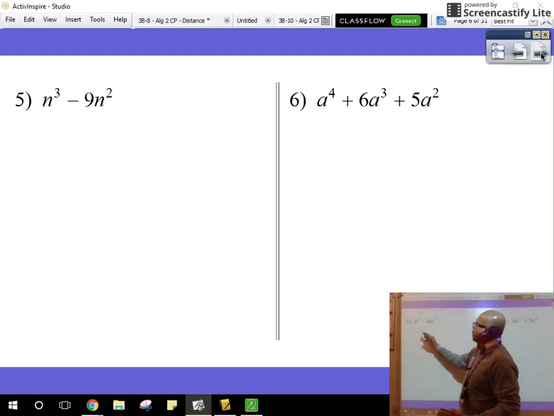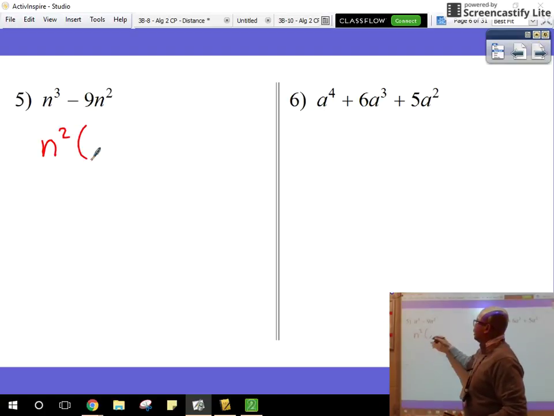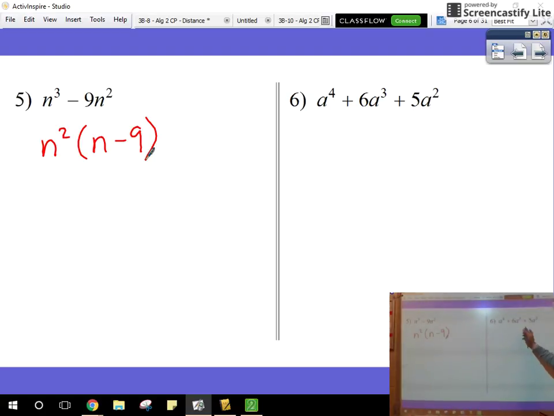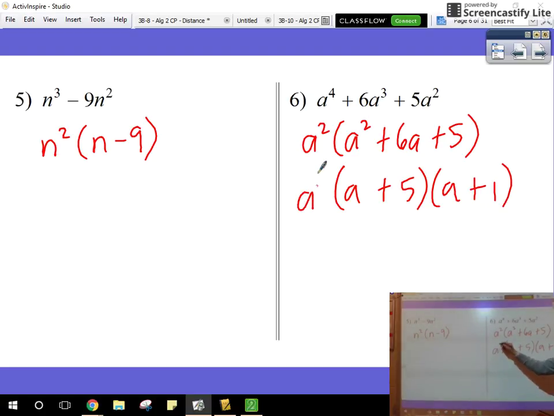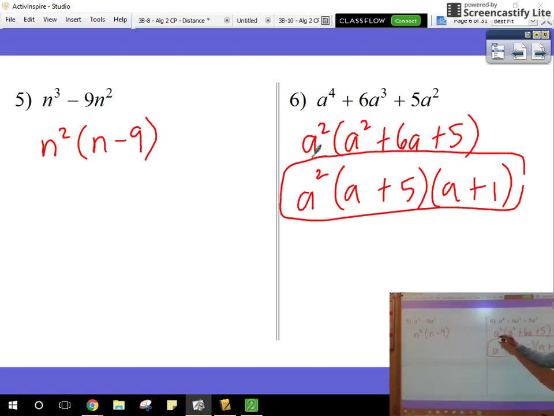Next here, common to them is n squared. So take away the n squared there, so n minus 9. Here, the higher exponent is a squared, factor out the a squared. So that gives you a squared plus 6a plus 5. And you can notice that you can still factor this one here, maybe factoring a plus 5, a plus 1, with the a squared over here.